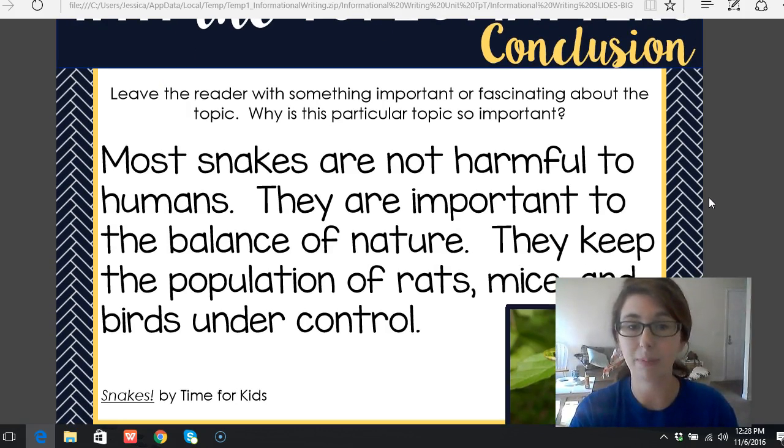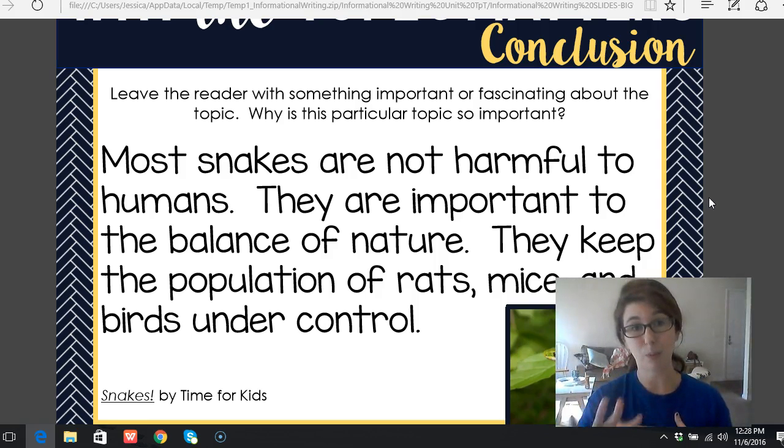Leave the reader with something important or fascinating about the topic. Why is this particular topic so important? So, most snakes are not harmful to humans. I didn't know that. They are important to the balance of nature. They keep the population of rats, mice, and birds under control.